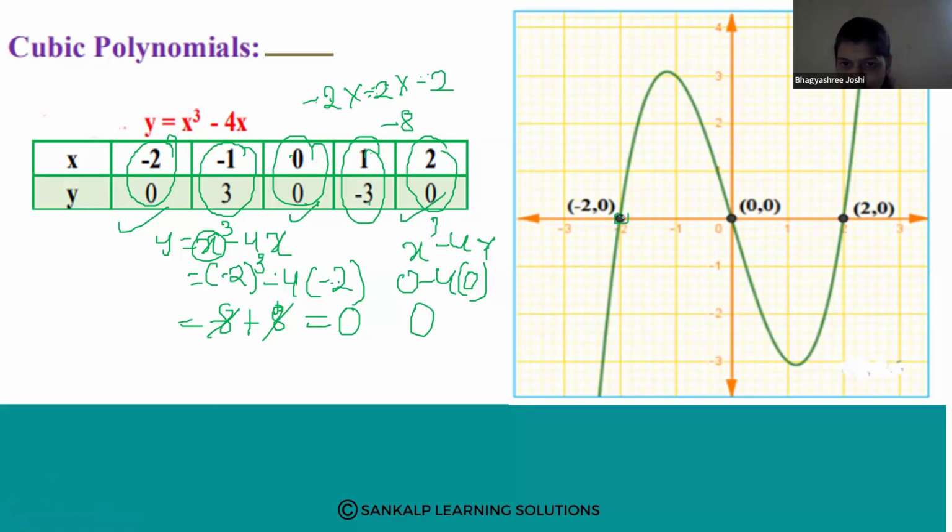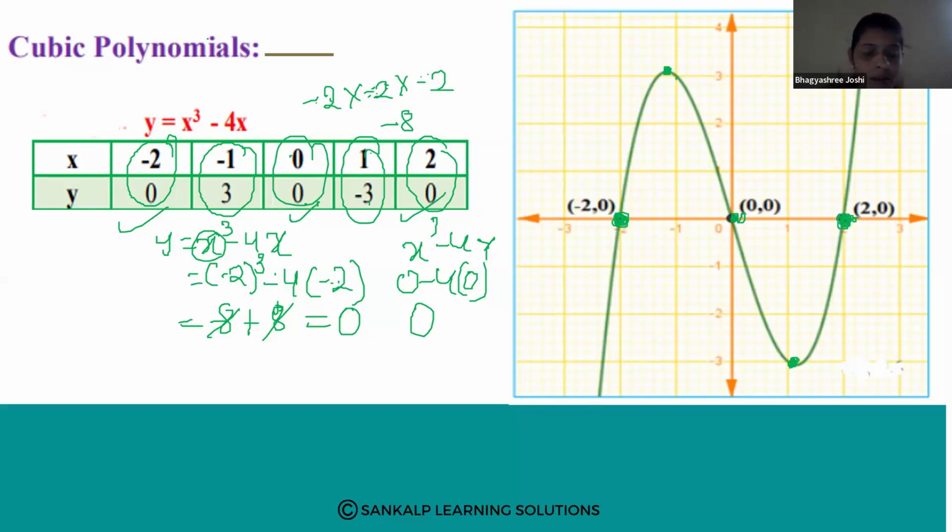It will come here. Minus 1 3, 0 0, 1 minus 3. So here 2 0, it is here. Next, if you join them, you will get such type of graph. Now tell me how many zeros it has. It intersects the x-axis 1, 2, 3 times, therefore it has 3 zeros.